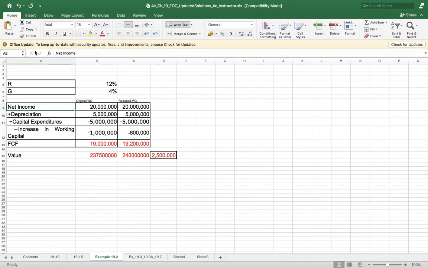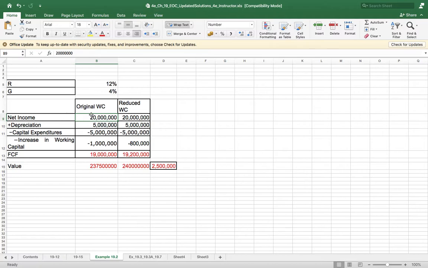So, the question here is original working capital and reduced working capital. The net income is 20 million, no impact. We are not changing anything in the net income, nor in the depreciation, nor in the capital expenditure. Simply, previously the working capital was 1 million. Now, as per the question's requirement, we are reducing the working capital by 20%. So the new working capital will be the original working capital multiplied by 80%. So it is 800,000.